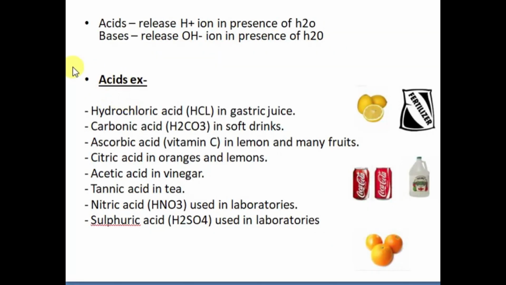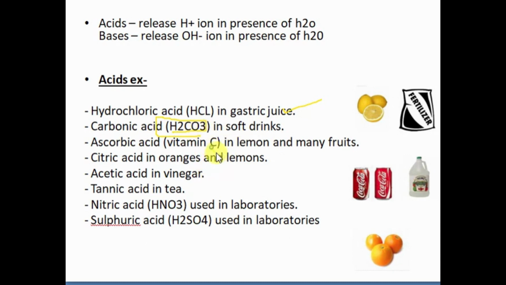Now, next thing is we'll know the examples. What acids are, what acids you use in your daily life, and what bases you use in your daily life. So we'll learn about them. HCl is an acid. Gastric juices have HCl in them. Then soft drink, which you all love to have, that also is an acid. Carbonic acid is present in soft drinks, and the formula of carbonic acid is H2CO3.